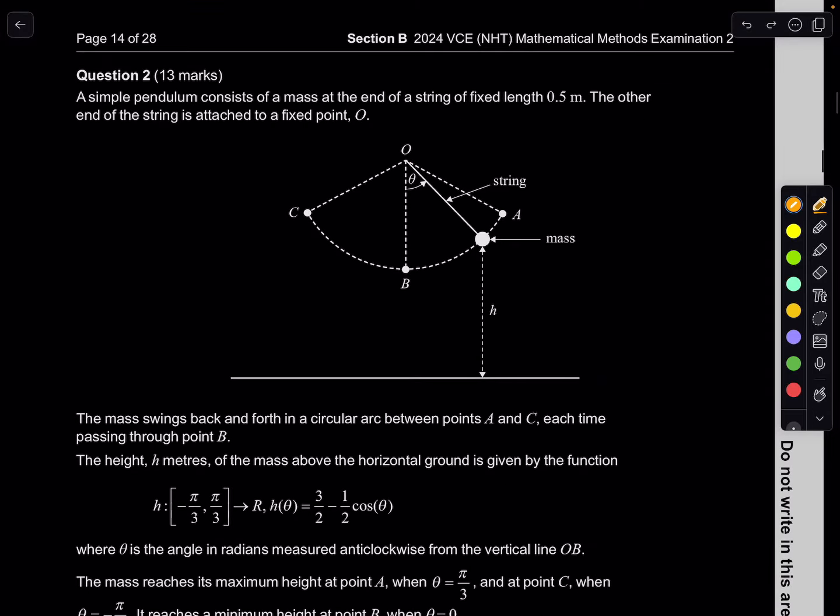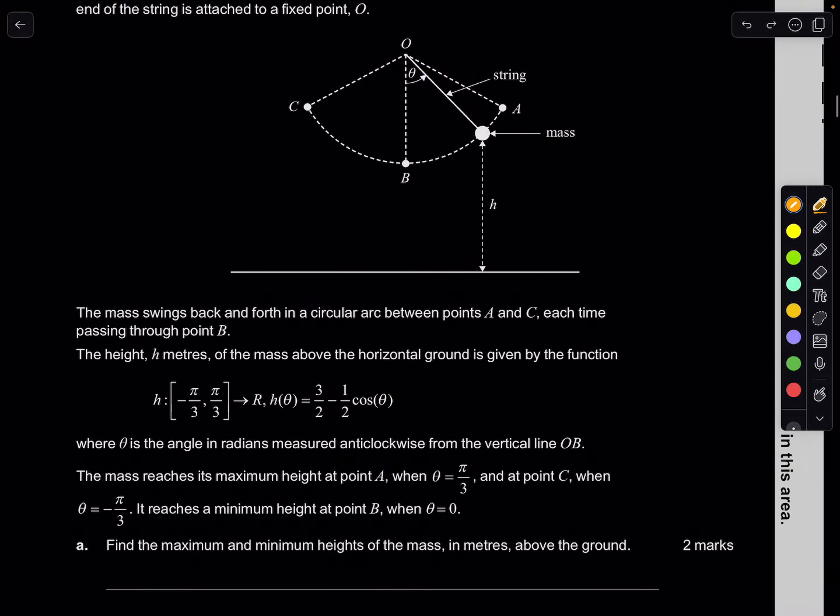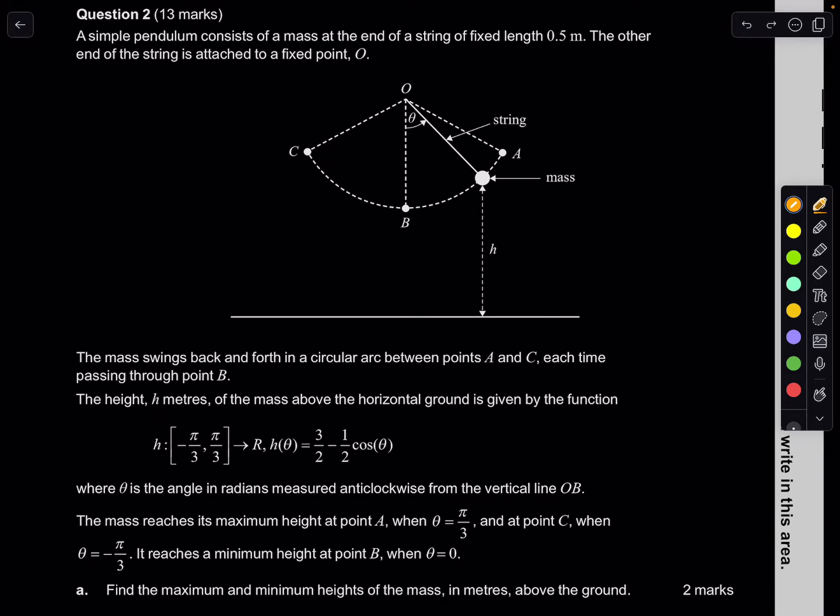The mass swings back and forth in a circular arc between point A and C, each time passing through B. Easy. So you can see it's like a pendulum. So it goes like that. It oscillates between A and C, and B is the halfway value, which it is always passing through. Now, let's have a try at this. The height h of the mass above the horizontal floor. All right, so h is that. So this is the floor. It's the height above it, basically. So it's always where the mass is. So if the mass was here, it's this height over here. If the mass was here, it's this height over here. So it tells you the height of the mass above the ground. Just know that.